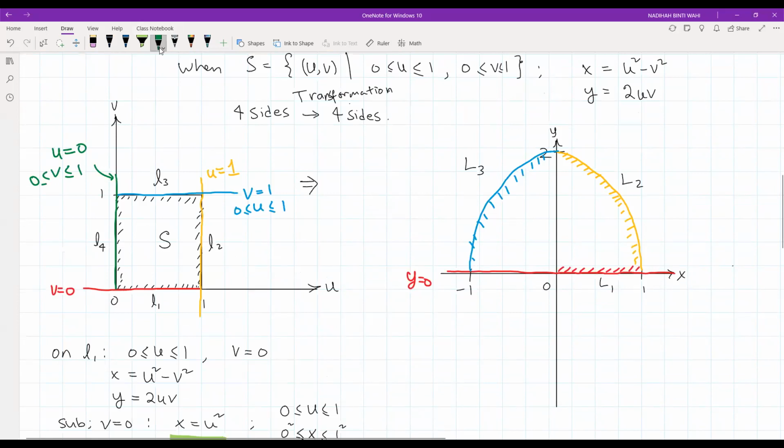All right, so if you look at this one, X between minus 1 and 0, this line, and given also by Y equals to 0. So we have this L4. So you can see that L1, L2, L3, L4, four sides, and this corresponds to the four sides in the UV plane. Okay, so this is the transformed region. Sorry, this is transformed region R. So that's how you sketch the region.